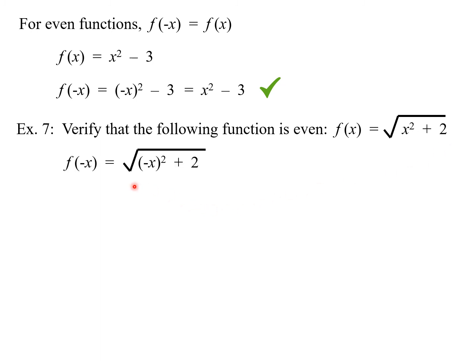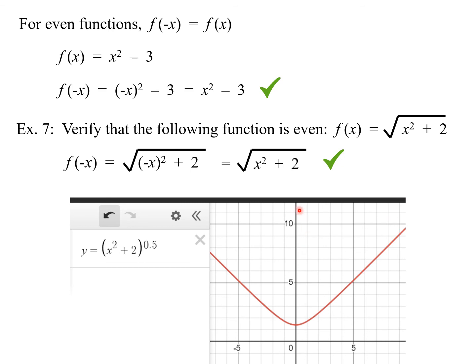All right, let's see here. f of negative x would be the square root of negative x squared plus 2. And once again, negative x squared is the same as x squared, so we get f of negative x being the same as f of x, and that makes it an even function. Just for fun, I plotted this in Desmos, and yes, indeed, the y-axis is an axis of symmetry. So that's an even function.